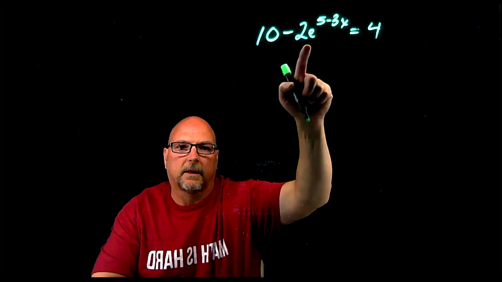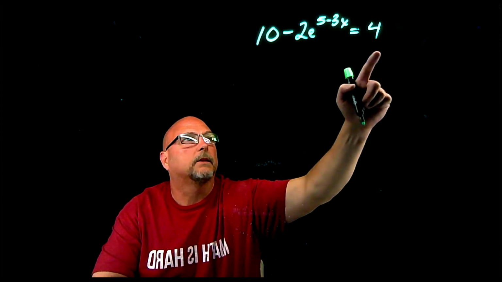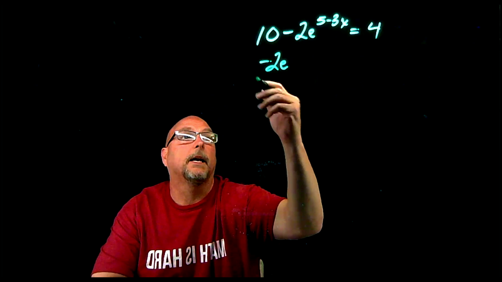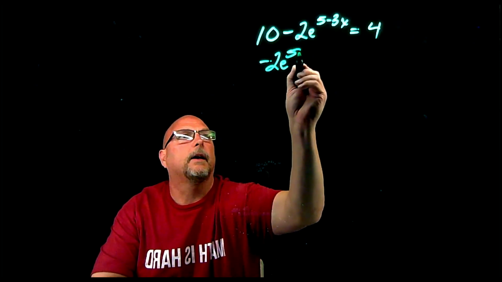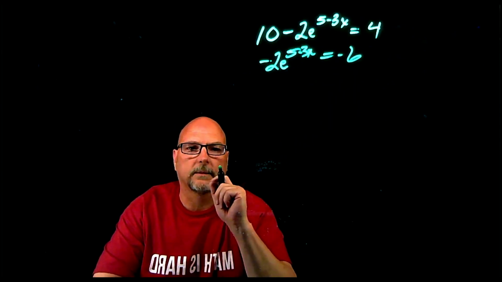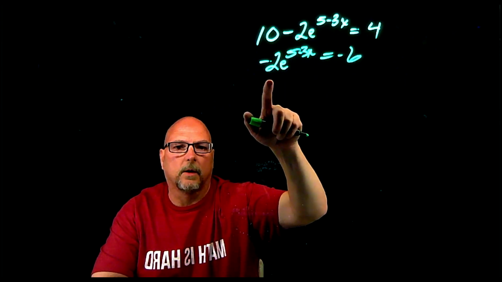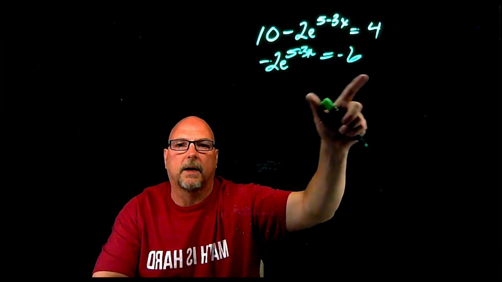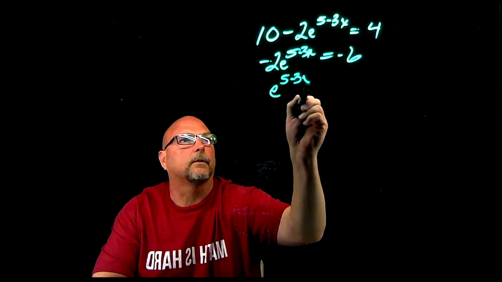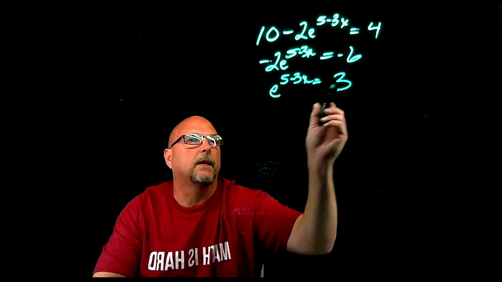But first I have to get the term with the x in it that I'm solving for by itself. So I'm going to start by subtracting 10 on each side. So that would leave me with negative 2e to the 5 minus 3x equals negative 6. All right? So now the term with the x in it is being multiplied by negative 2, so we're going to divide by negative 2 on each side. So that will get it closer for us. Negative 6 divided by negative 2 is 3.